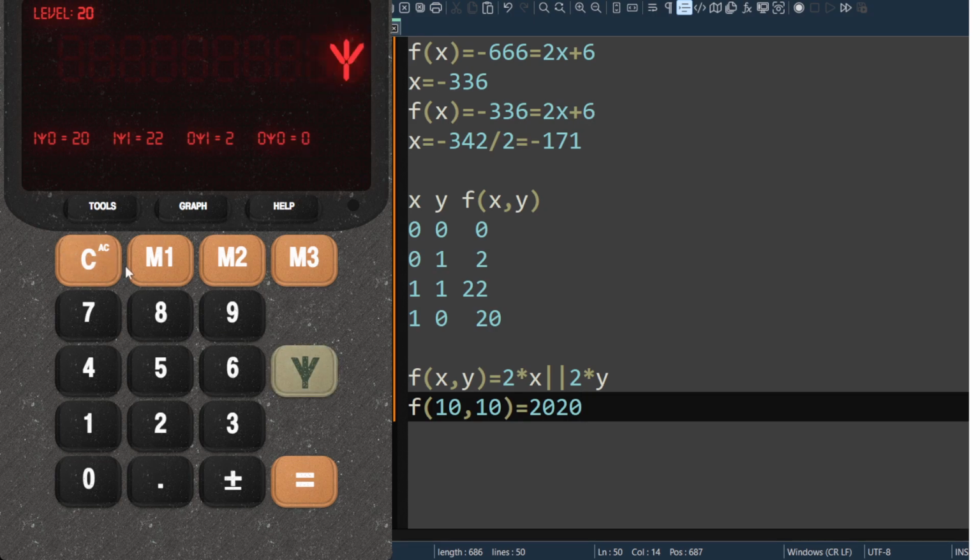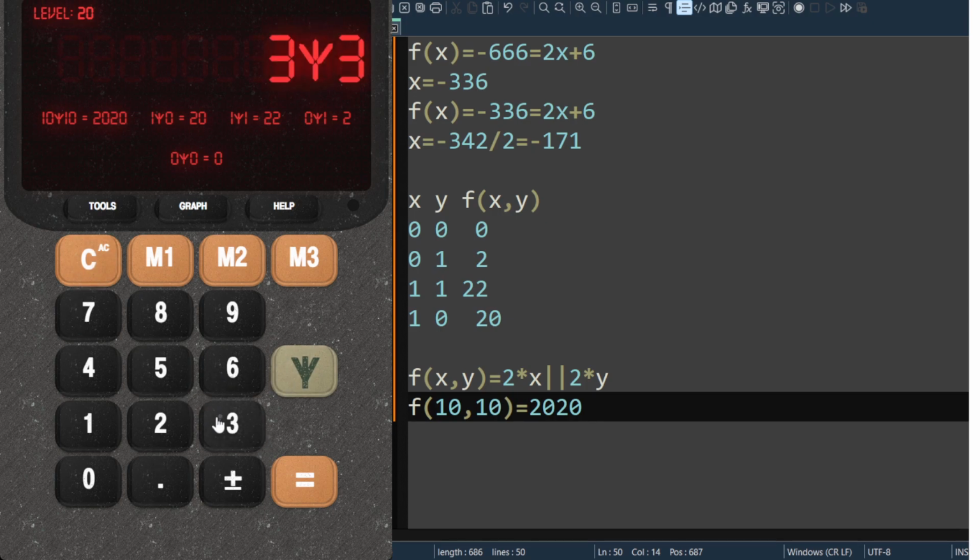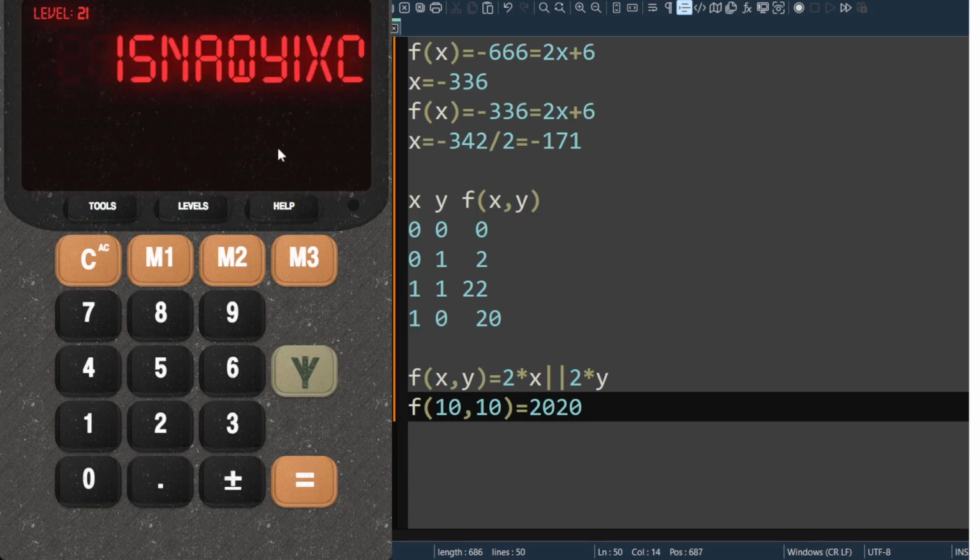So 10, 10, okay. Then in that case, 3, 33, and we have all 66.